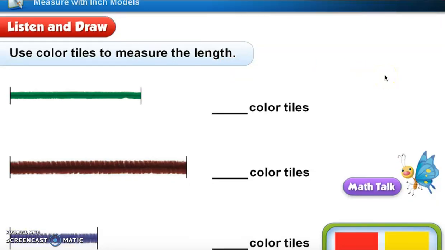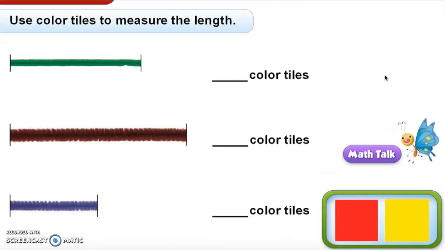This first slide says use the color tiles to measure the length. We have some objects here. I forget what the video called them, but I like to call these pipe cleaners because that's what they remind me of. We're going to use the color tiles to measure the different pipe cleaners. I'm going to start with the first one, which is a green one. Remember, I'm going to line up the edge of my tile with the end of the pipe cleaner, and I'm going to keep adding tiles until I get to the very edge of the pipe cleaner. Remember, I'm not having any space in between the tiles.